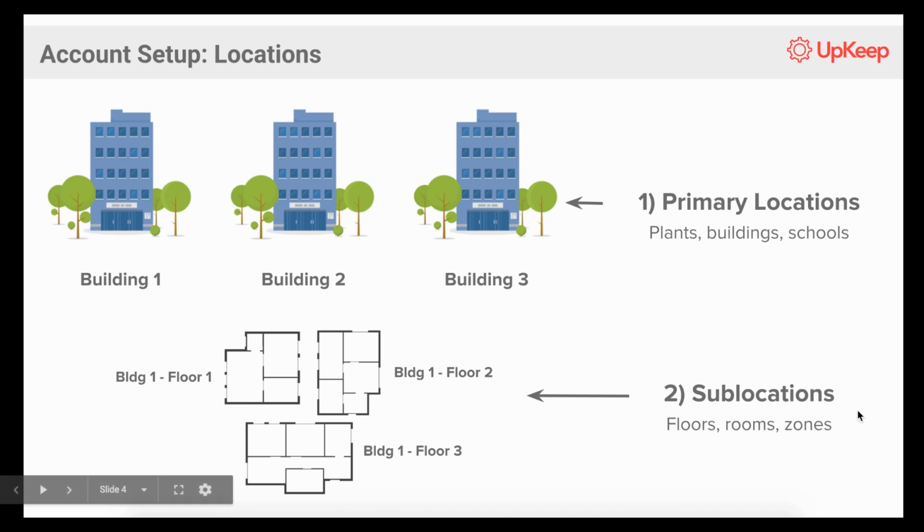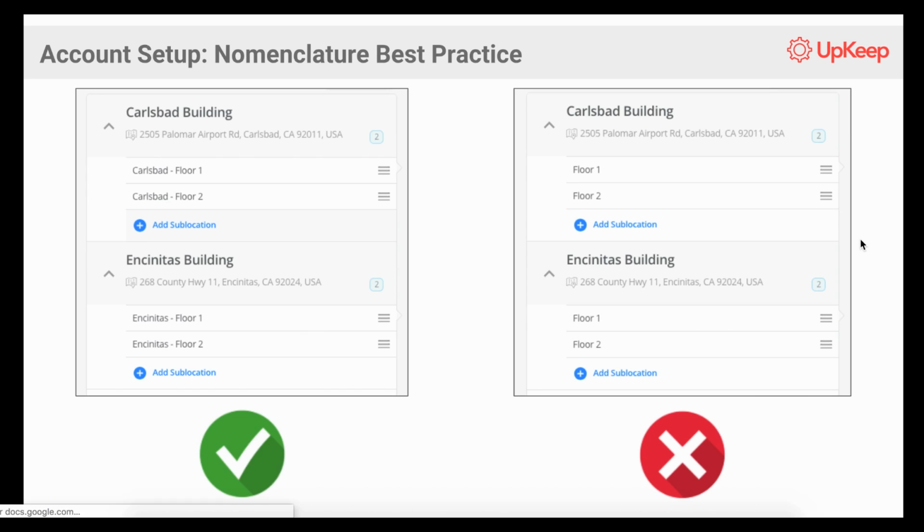As a best practice, we recommend creating a consistent nomenclature for your locations to streamline reporting and team communication. The nomenclature on the left includes key details such as the city the building is located in, and for the sublocation, it includes the city the building is located in and the specific floor of that building. Next, we'll take a look at setting up your locations.